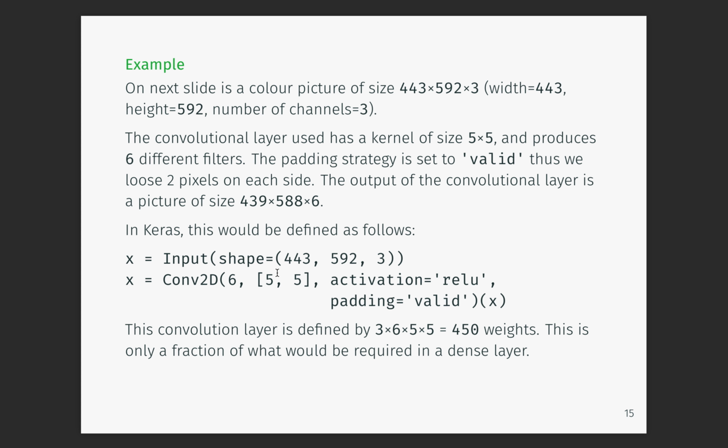So that means that the width of the picture is going to go down from 443 to 439. Okay, so we lose 4 pixels in the x direction, on the width. And same for the height, we're going to lose 4 pixels as well. So the output of this is a new picture of size slightly smaller than what we started from, and that's because we set the padding to valid, and then we get 6 channels out of that.